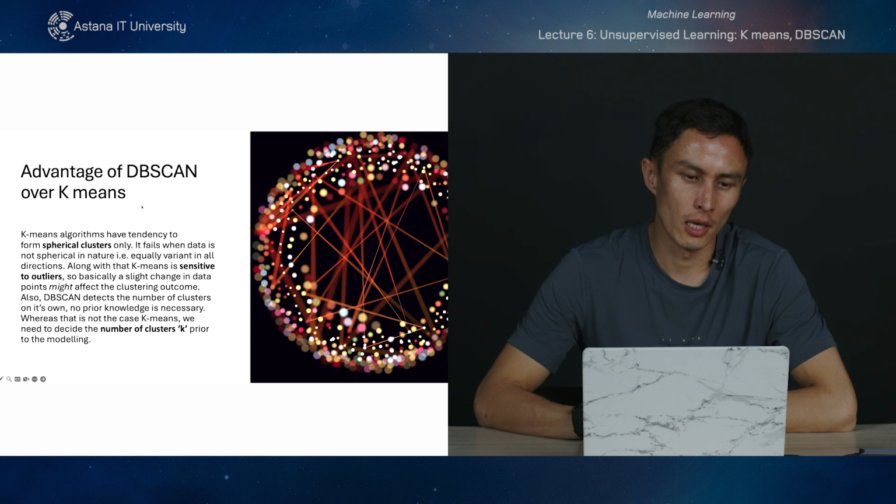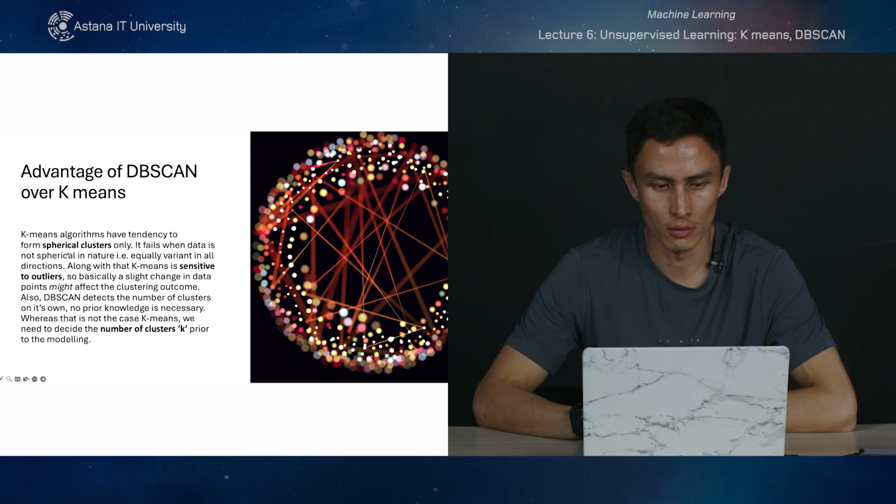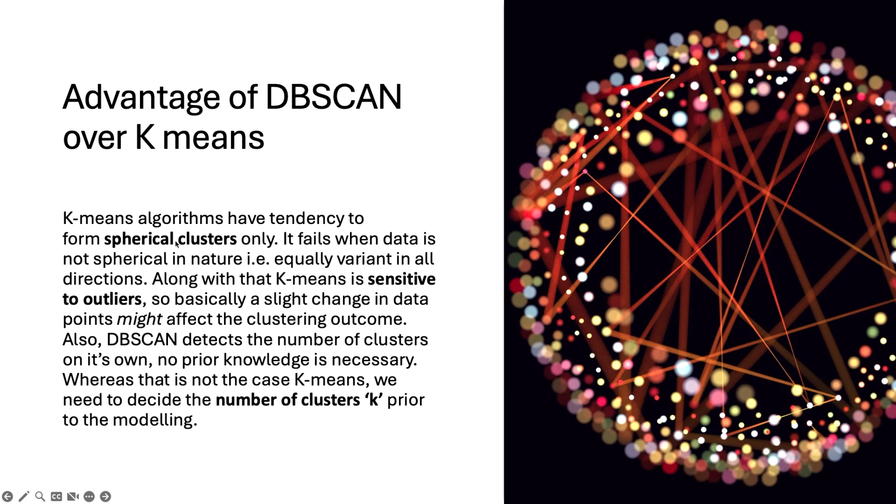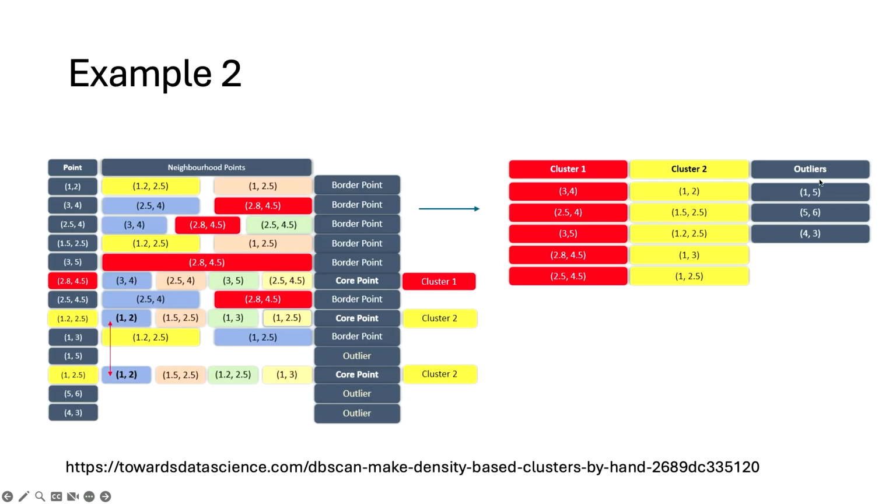The advantage of DBSCAN over k-means is that k-means works only for spherical data, but it fails when data is not spherical in nature. Also k-means is sensitive to outliers, but DBSCAN works much better even if the data is not spherical, and it is not sensitive to noise. It can even identify noise as outliers, as you can see here in this example.